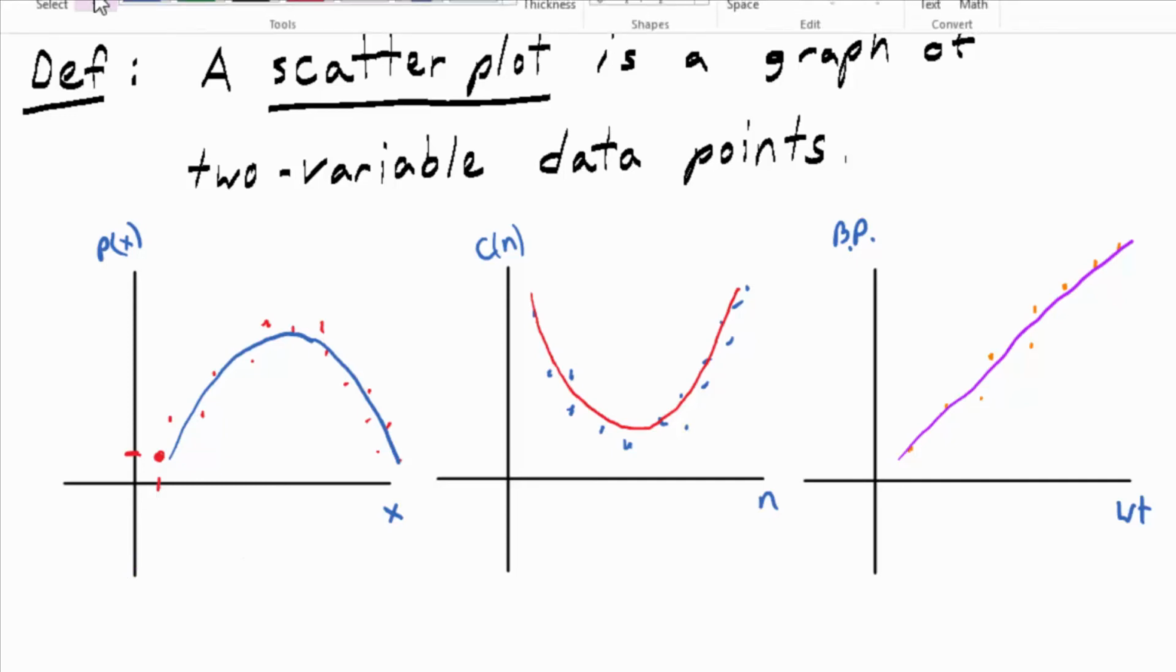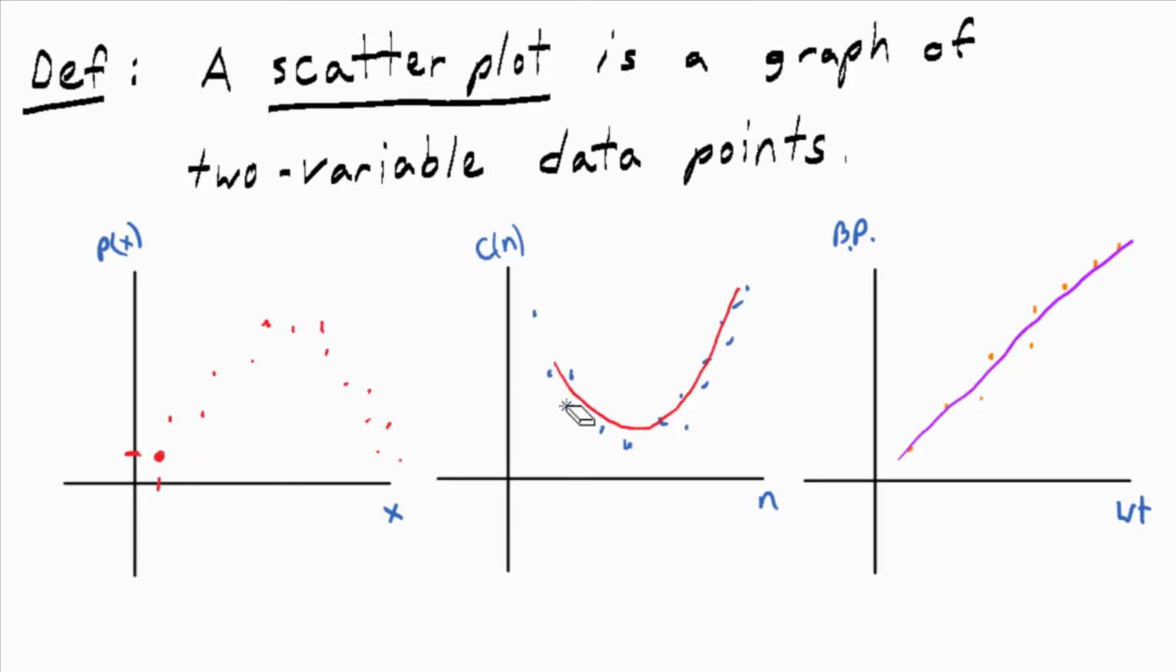So I don't want you to misinterpret anything I've said here. The scatter plot, I'm going to erase the line, because the scatter plot is actually the points themselves. And they look all scattered, which is where the name comes from.